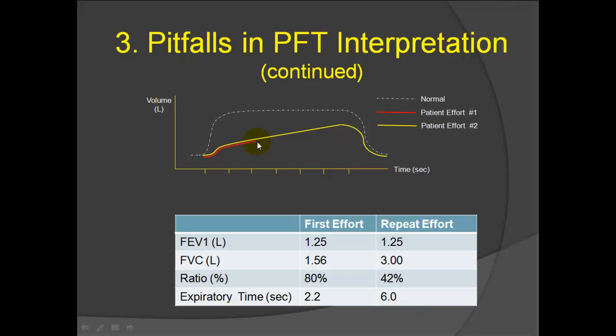Because of short expiratory time, the vital capacity was not completed in the first maneuver, therefore 1.56 underestimated the true value of 3. And for that reason, the ratio overestimated the true ratio, all because of a short expiratory time. Easy to see if you look at the tracing, difficult to see if you just look at the numbers.